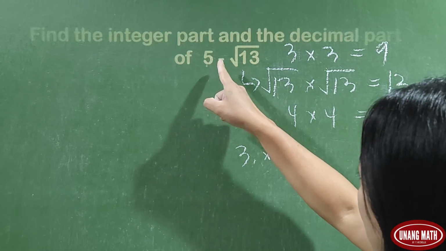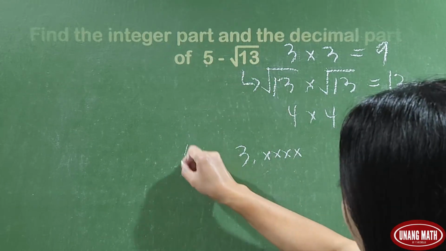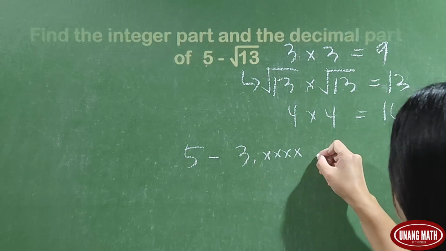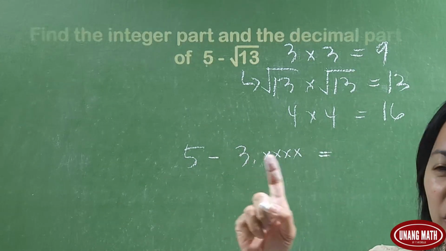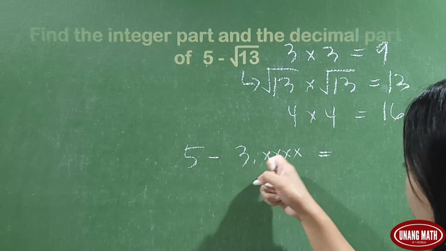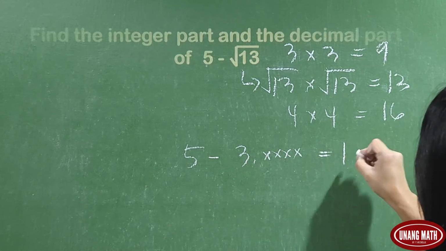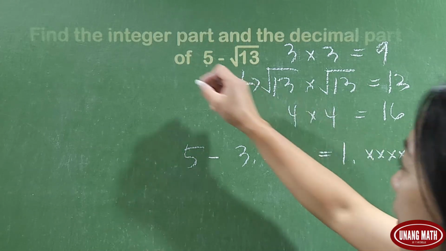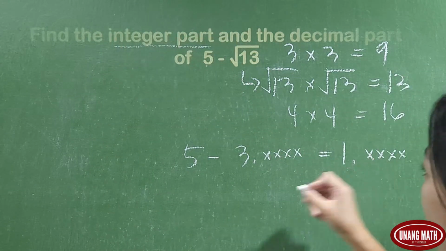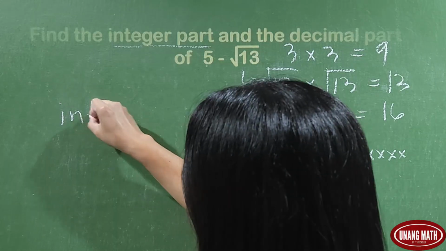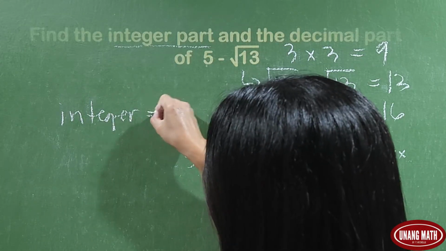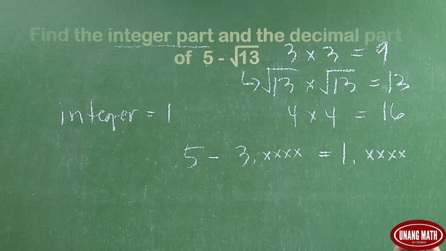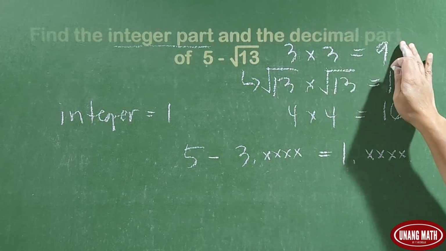Now, 5 minus square root of 13, or 5 minus 3 point something. This is not 2 because this is 3 point something. This is 1 point something. It's equal to 1 point something. So the integer part is 1. So integer is 1. How about the decimal part?